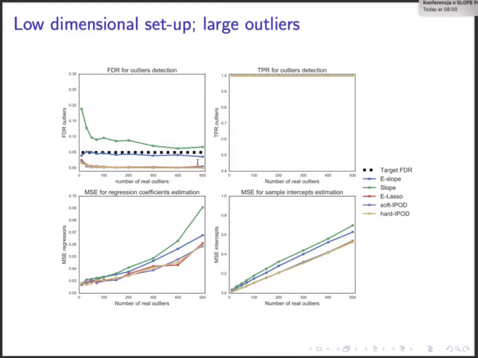Again, why do we want to control FDR? So here we have an example where we compare our method in a low dimensional setup, so p is smaller than n, and we have large outliers. What we do is control FDR. The blue line is our method. We control FDR, and other methods based on LASSO are even better at controlling it. They don't find any false outliers. All methods have large power of identification of outliers because they are large.